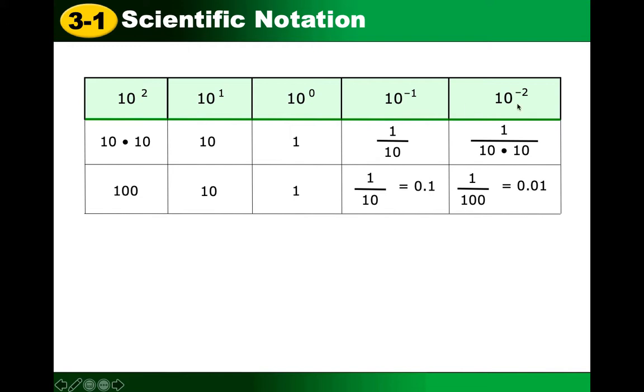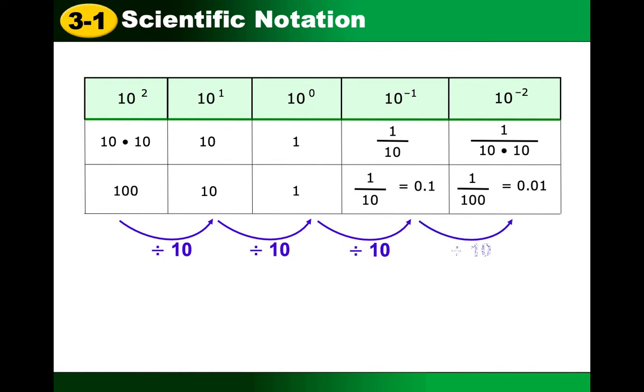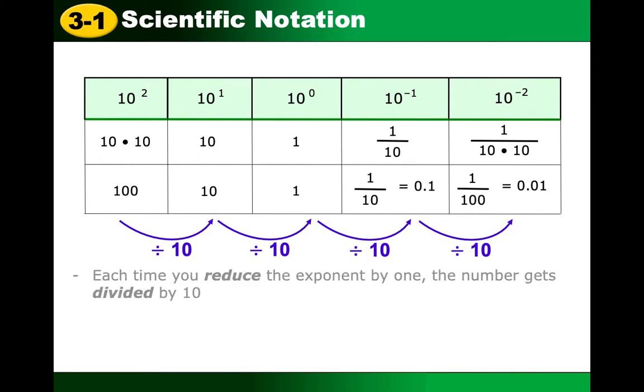When your exponent is negative 2, then you have 1 over 100. You keep the base, but you change it to a reciprocal, and you raise it to the second power, so there's 2 of them. You get 1 over 100, and that is the same as 0.01 or 1/100th. As you move to the right here, you're dividing by 10. And so every time you divide by 10, the exponent is coming down by 1, and the value is decreasing by a factor of 10. So every time you reduce the exponent of 10 by 1, the number gets divided by 10.